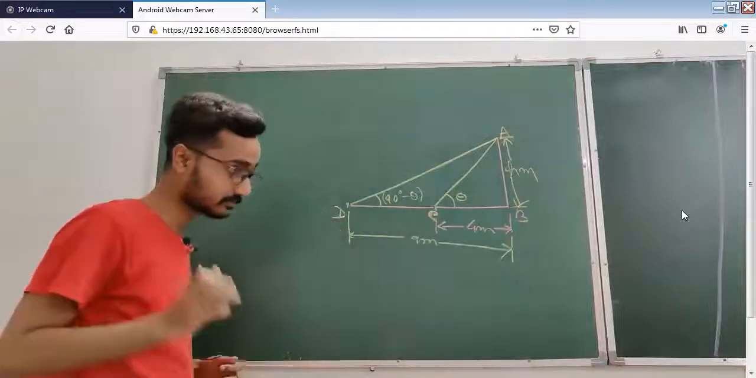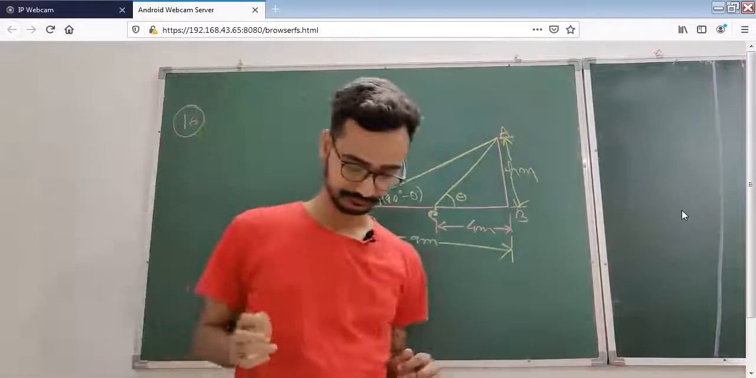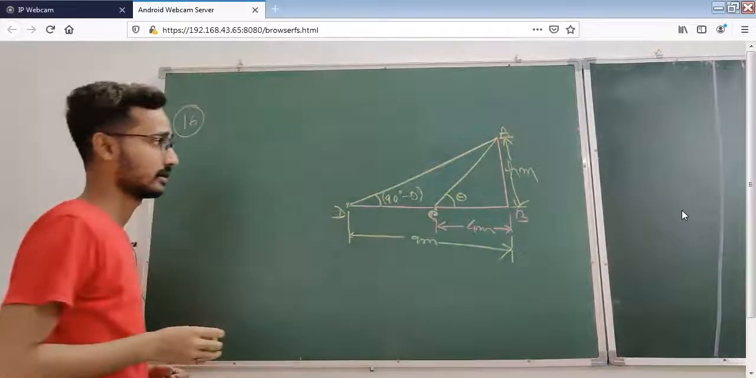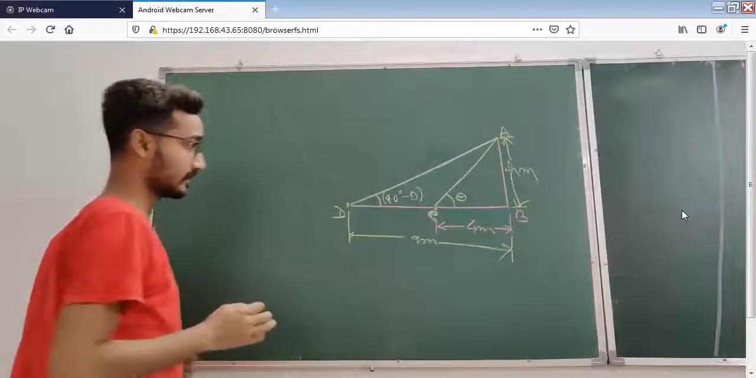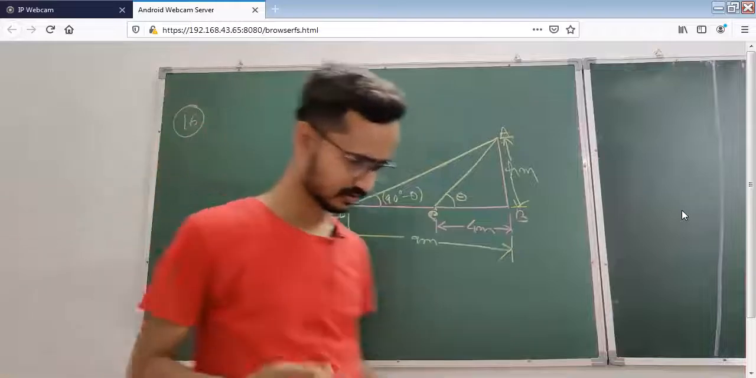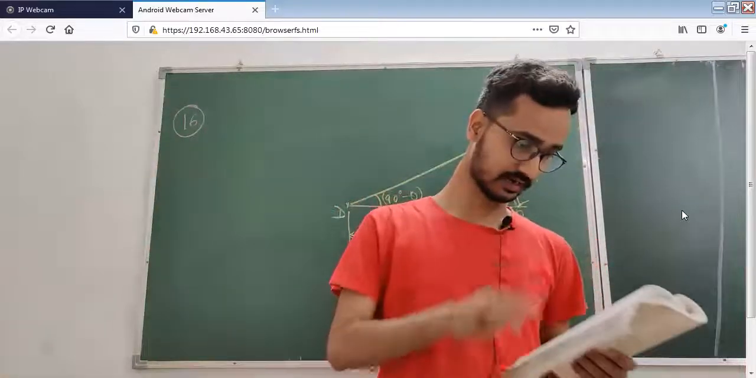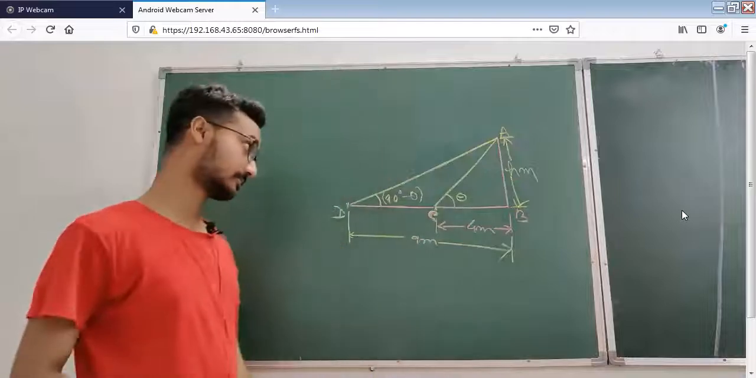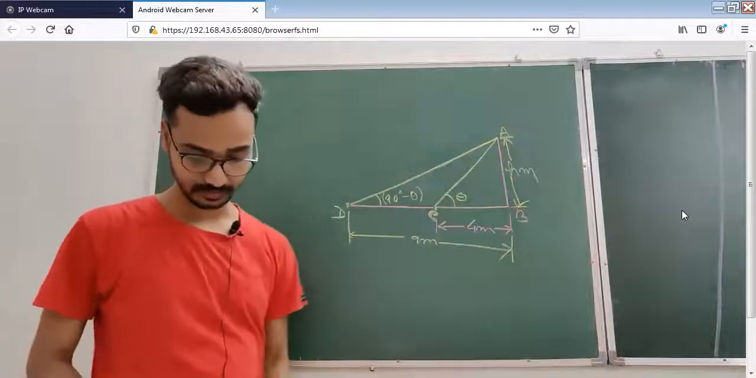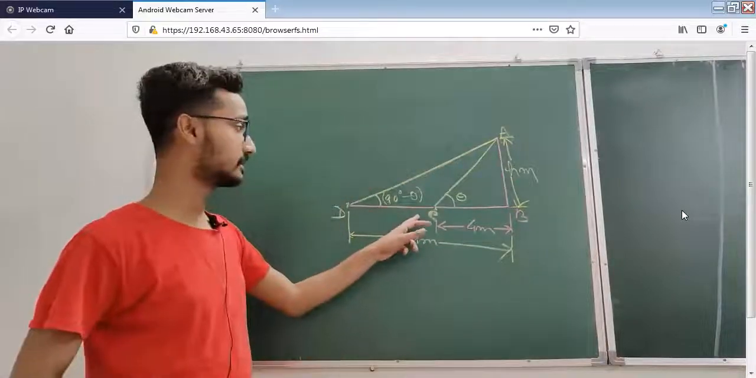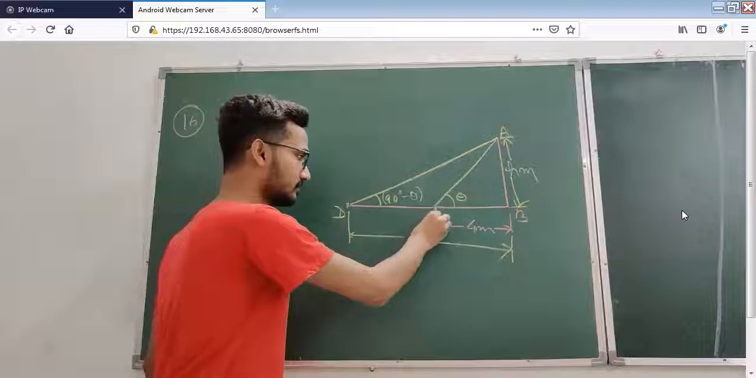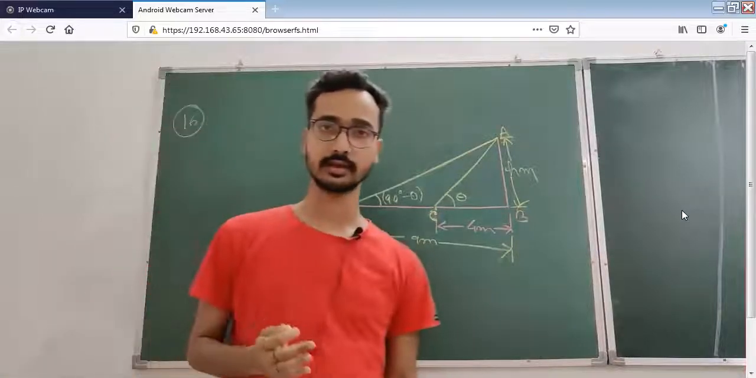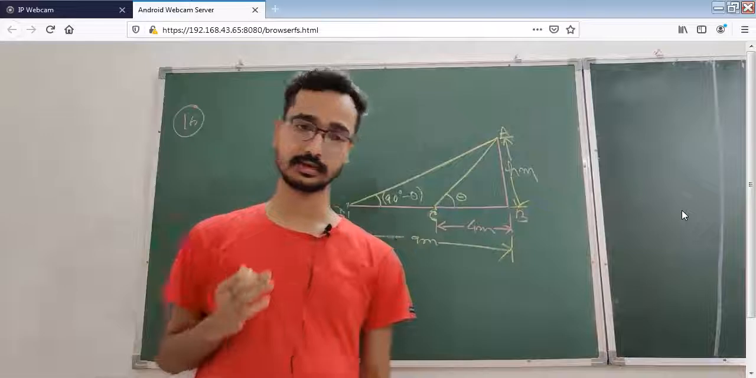So first you have to write down some statement. Write down: let h meter be the height of the tower, and ACB will be equal to theta. Okay.